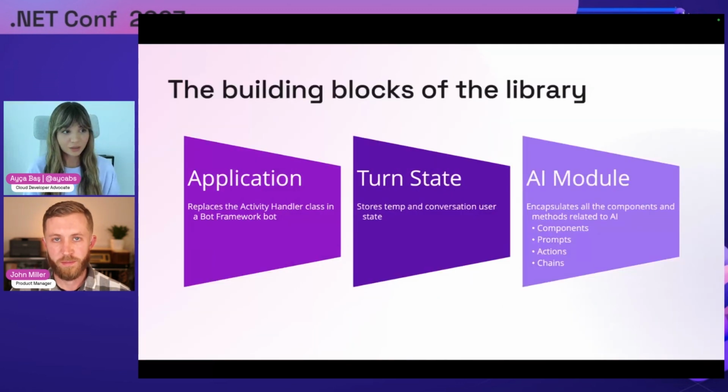We have three main building blocks for this library. The first one is application. It mainly replaces the activity handler class in Bot Framework. Wherever we have the activity handler, usually in TeamsBot.cs, we need to rename that as application so we can leverage all the AI goodies. Second, we have turn state, which stores all of the temp, conversation, and user state. And finally, we have the AI module, which is the most important one, which brings all the LLM components in. Inside the AI module, we have components, prompts, actions, and chains. I'll quickly show you how we can use all this in a very basic format in my demo.